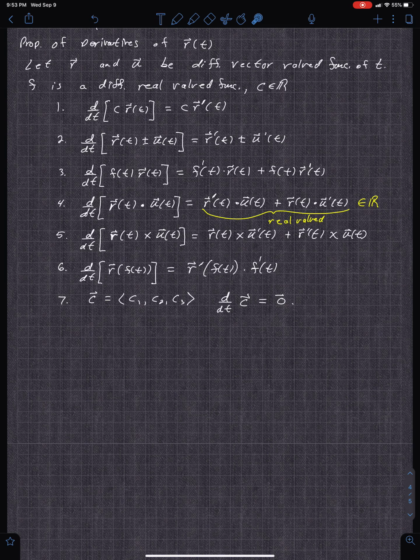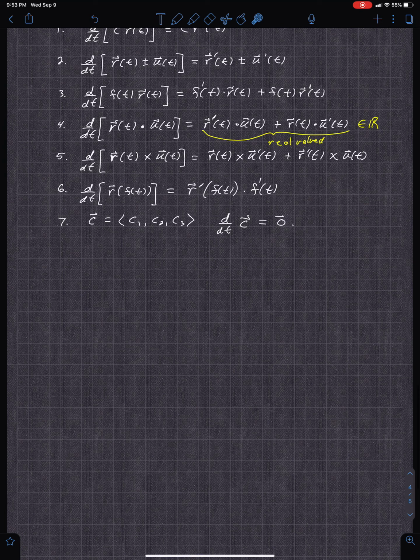Then you get into the dot product, d/dt of r(t) dot u(t). And basically, you can do a dot product of vector valued functions, just like you would any two vectors. And again, you get the product rule: r prime of t dot u of t plus r of t dot u prime of t. And notice that when you do the dot product of those vector valued functions, you end up with a real valued function. So pause and think about that, how that works.